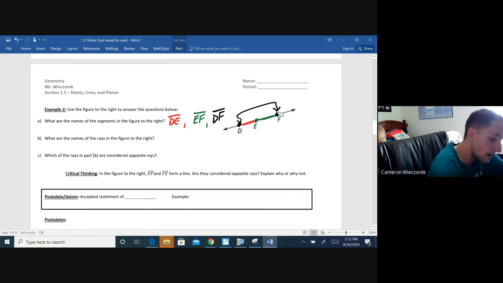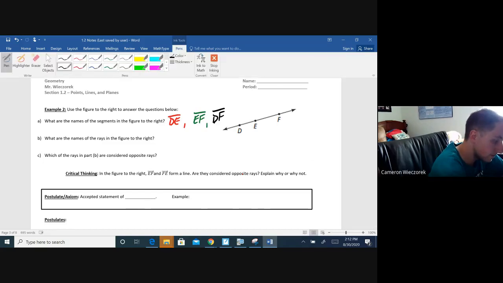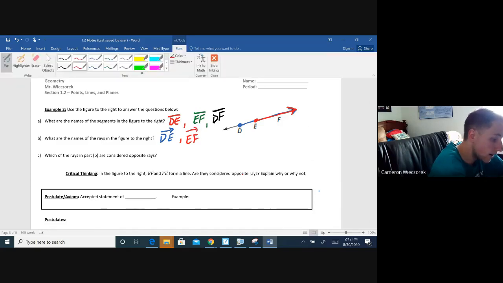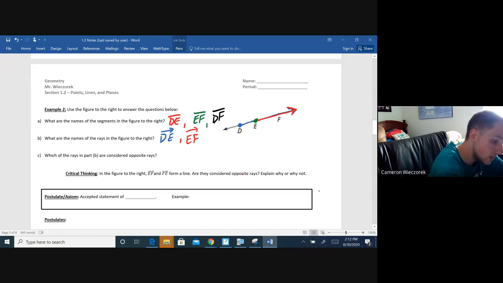Well, if I want to name the rays, let's see what we got. Distinct starting point. So which rays would start at D? Well, there's only one ray. From D in the direction of E or F, it doesn't matter which point I use because it's going to be the same ray. So I could call it DE or I could call it DF. That's one ray. Another one, let's see which rays start at E. Here's E. EF would be one ray in red. But I could also make one that starts at E and goes in the direction of D. That would be a different ray. That would be ray ED.